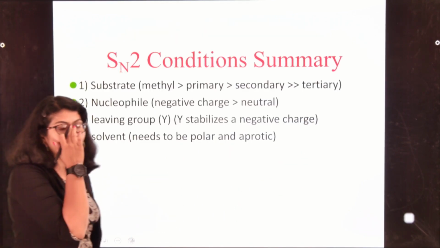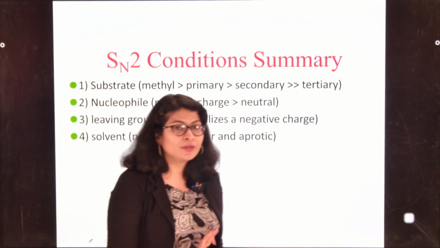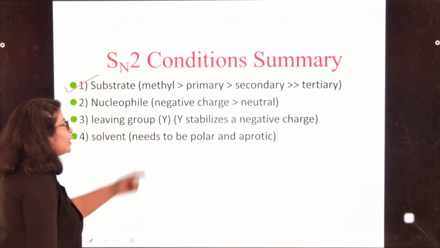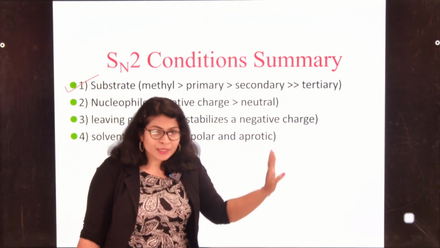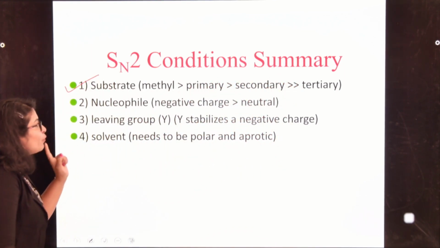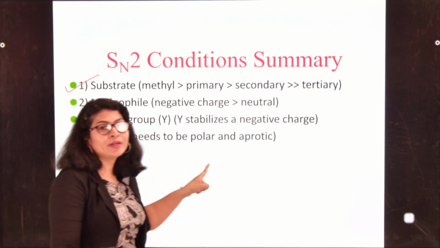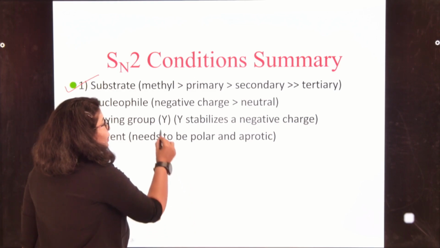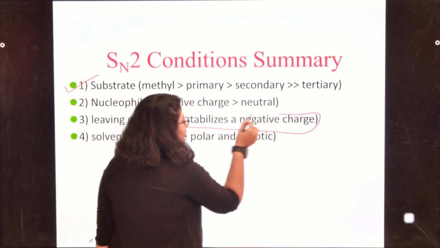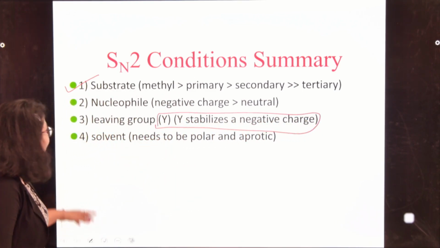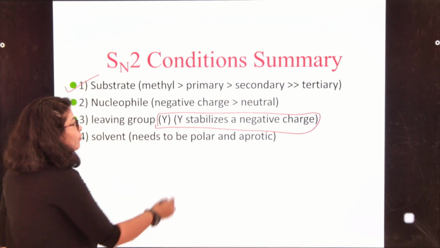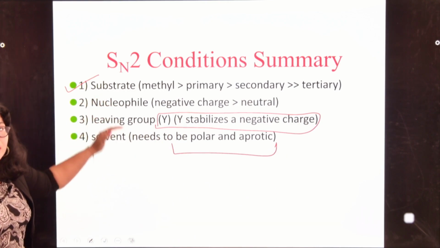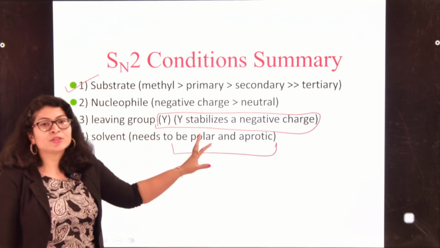Next, if I get a summary of the SN2 reaction, then for the substrate, the order will vary as methyl, primary, secondary, and tertiary. For the nucleophile, negative charge will be more reactive than the lone pair of electrons. For the leaving group, one which stabilizes the negative charge will act as a good leaving group. And for the solvent, it must be a polar aprotic solvent. These are the feasible conditions under which SN2 reactions can occur properly.